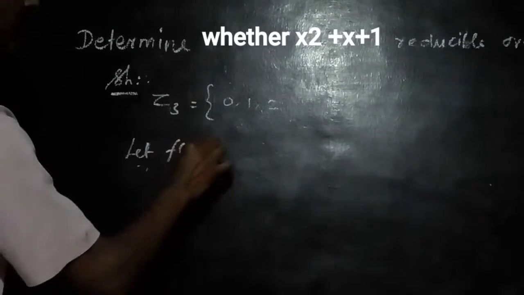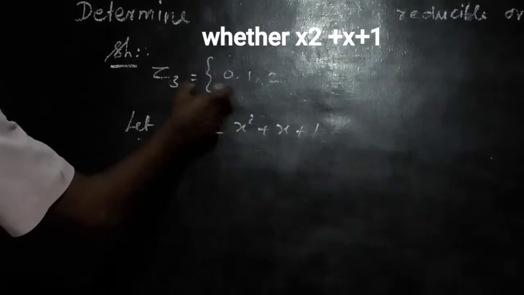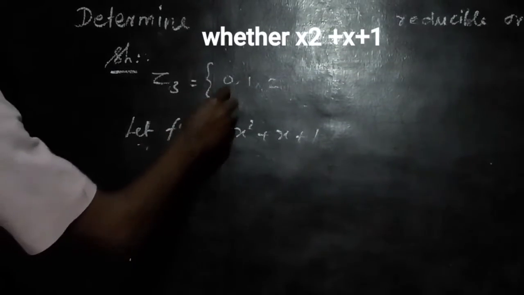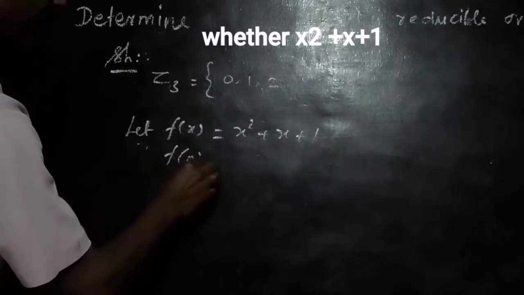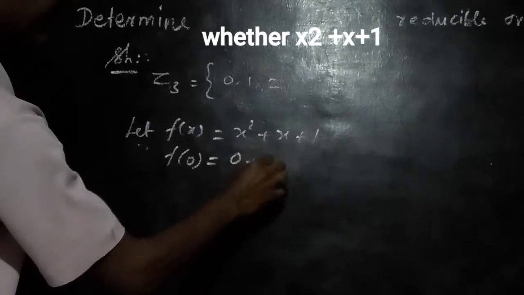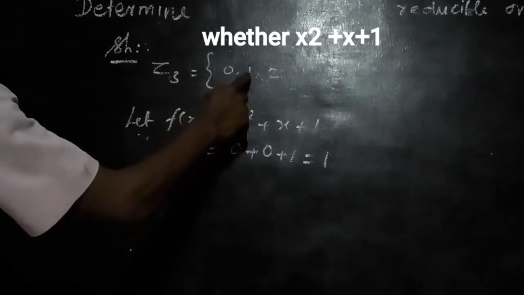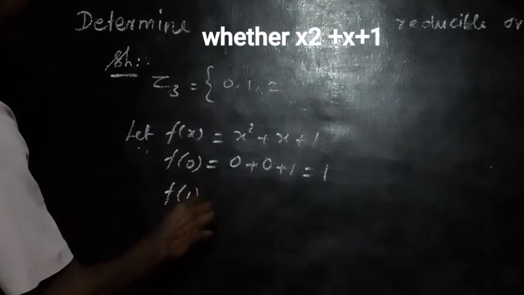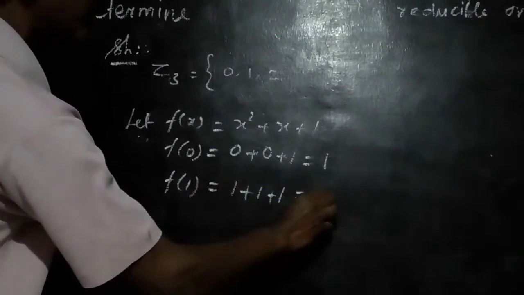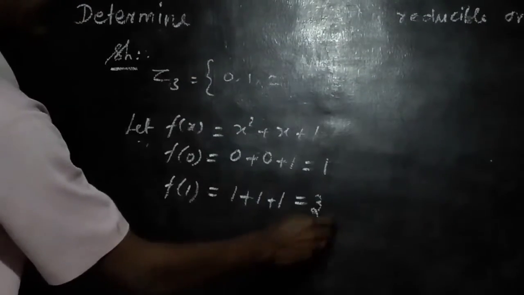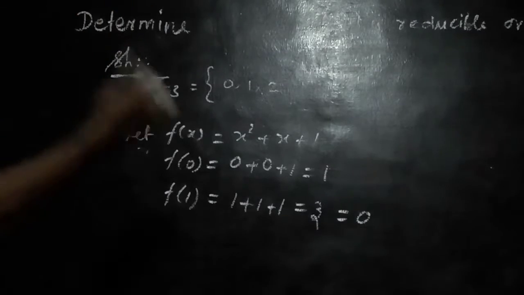Let f of x is equal to x squared plus x plus 1. Okay, so we take the elements, we take x is equal to 0. x க்கு பதிலாக 0 போடுங்க. So f of 0, what is f of 0? 0 plus 0 plus 1 is equal to 1. Then x is equal to 1. What is f of 1? So f of 1 is equal to 1 plus 1 plus 1, that is equal to 3. Actually z3, so here 3 வந்து, so that is equal to 0. Okay, so in z3, 3 வந்தா 0.